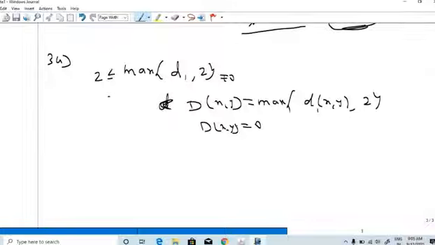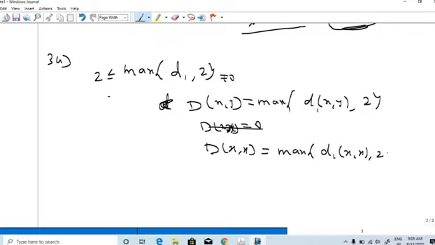Otherwise, we take the same x. What is the distance between x comma x? We know that if x equals y, then the distance between x comma y should be 0. But this is nothing but the maximum of d1 of x comma 2. But anyway, d1 is a metric. Therefore, the distance between x comma x is 0, so we get the maximum of 0 comma 2, which is 2. Therefore, here the distance between x comma x is not equal to 0.